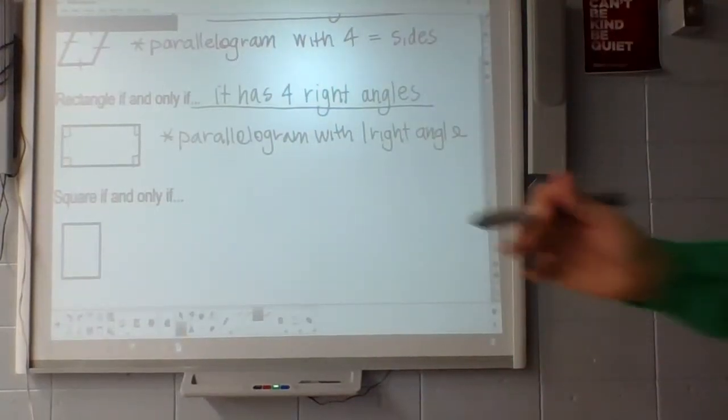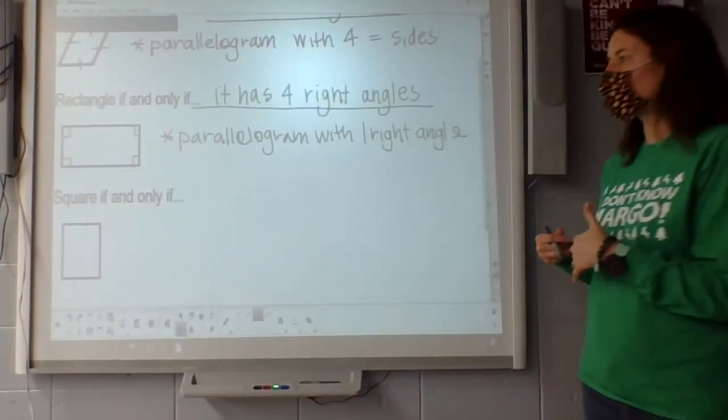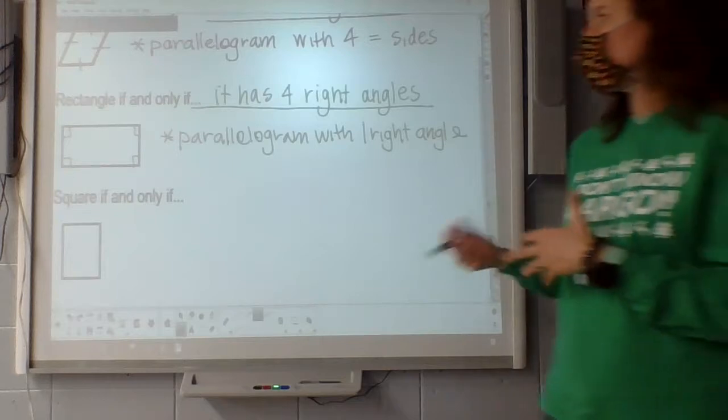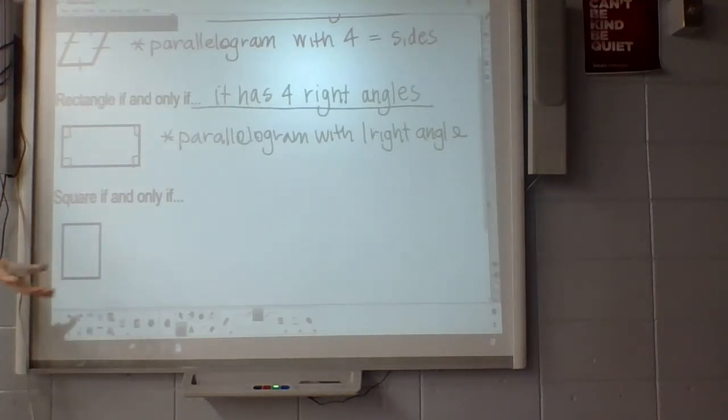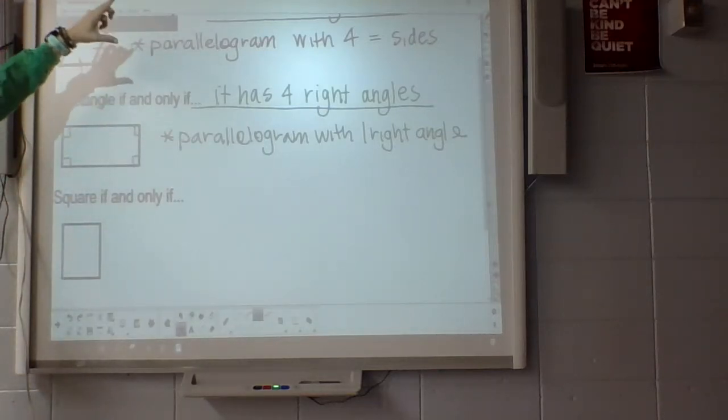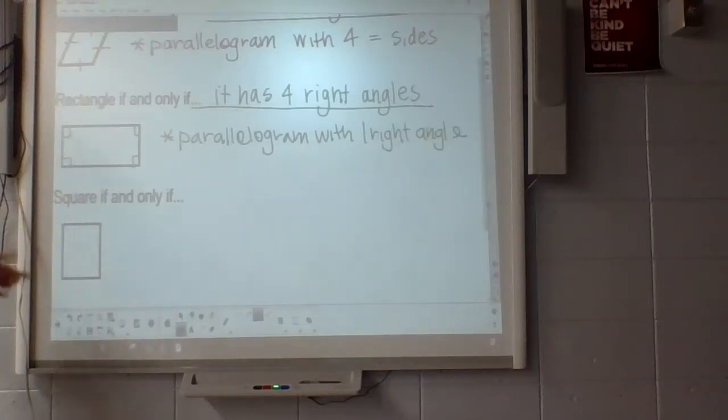And a square is basically these two things together. I always say it's like matchmaking, or like the birds and the bees of math. If a rectangle and a rhombus put their qualities together, it becomes a square. So if it has four equal sides and four right angles, then it's a square.